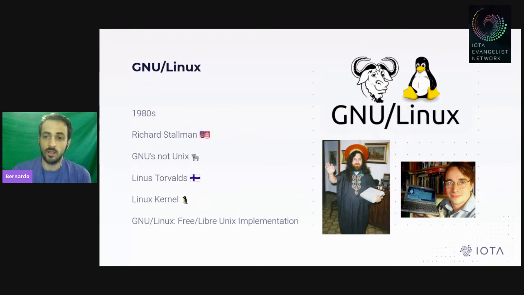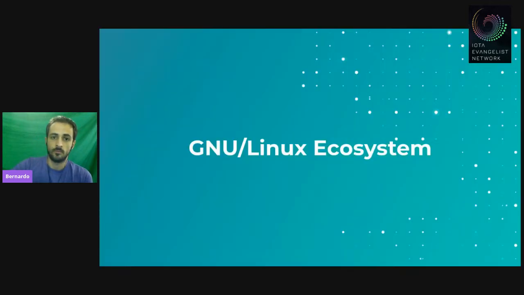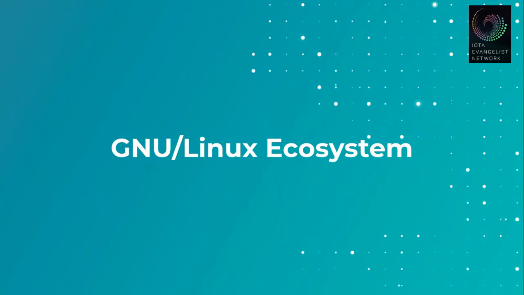So he eventually came across a student from Finland called Linus Torvalds, who was working on his own kernel, and he was willing to share it with the community. He was sharing the source code and asking for feedback. And now the two projects were able to work together and give birth to the GNU/Linux operating system. So we have an ecosystem around this project.